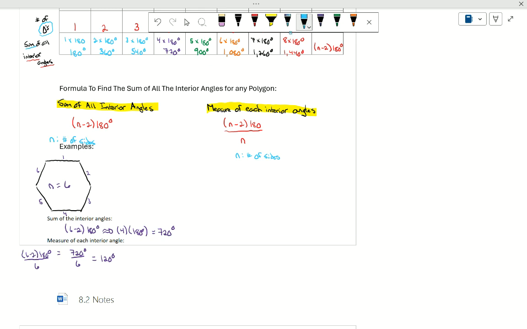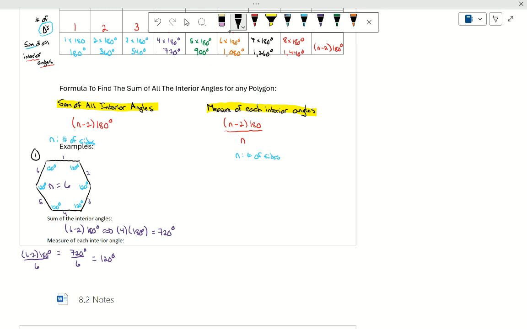So here's what I found out. If you're having trouble comprehending this, each angle inside this hexagon is going to be 120 degrees. And if I add up all the 120s, they will add up to a total of 720 degrees. Okay, hopefully this is making sense what we're doing here. All right, so that would be example number 1.